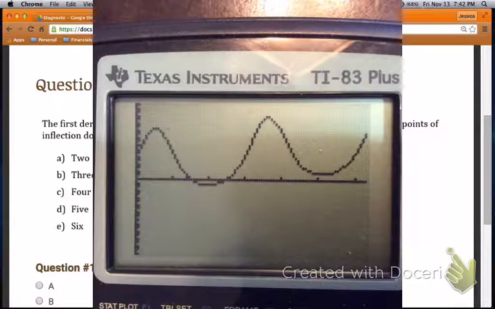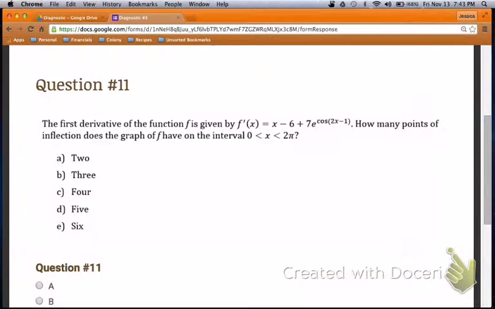Now, if I take that picture off, you'll notice that the question is asking how many points of inflection the graph of f has on the interval. So if I'm looking at the first derivative, and again that little slip of paper that I gave you, if I'm trying to find a point of inflection on the original function, on the second derivative I'm looking for horizontal tangents. That's what I'm looking for. I'm sorry, on the first derivative I'm looking for horizontal tangents.